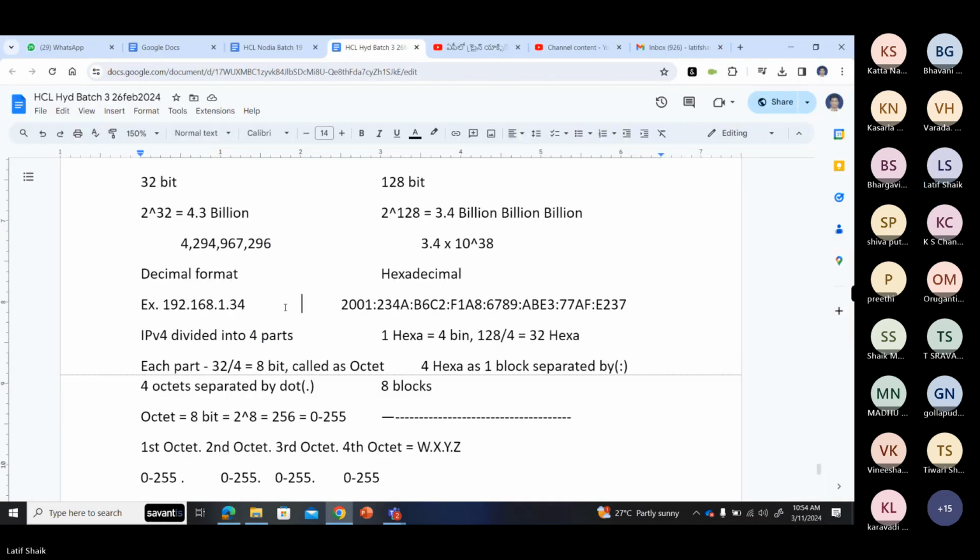So this is how IPv4 looks. If you write it in binary, it is totally 32 bits, and this entire 32 bits is divided into four parts: the first part, second part, third part and fourth part, separated by dots. When you read the IP address, you read it like this: 192.168.1.34.